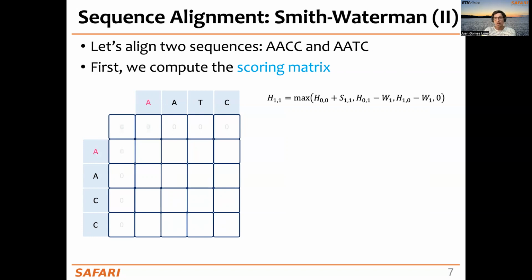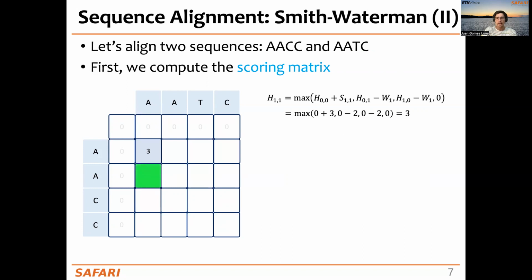So that means that the similarity score is equal to 3 in this case. And that's why we obtain this 3 for that position of the scoring matrix as a result of the formula that we see on the right-hand side of the slide.